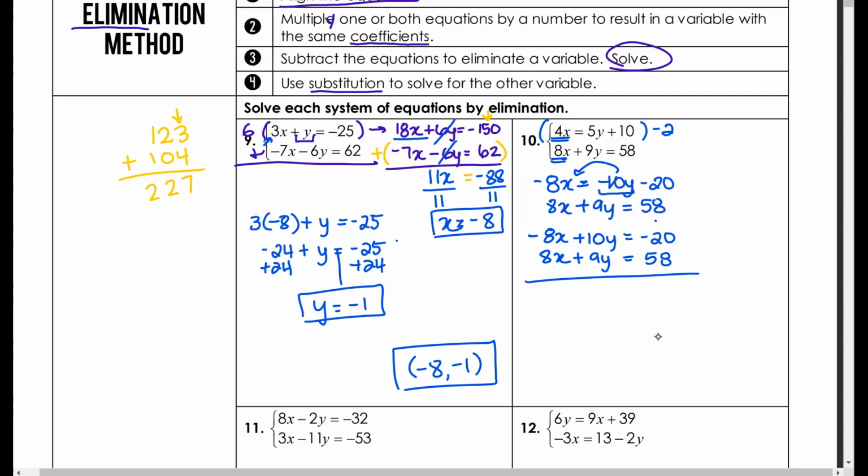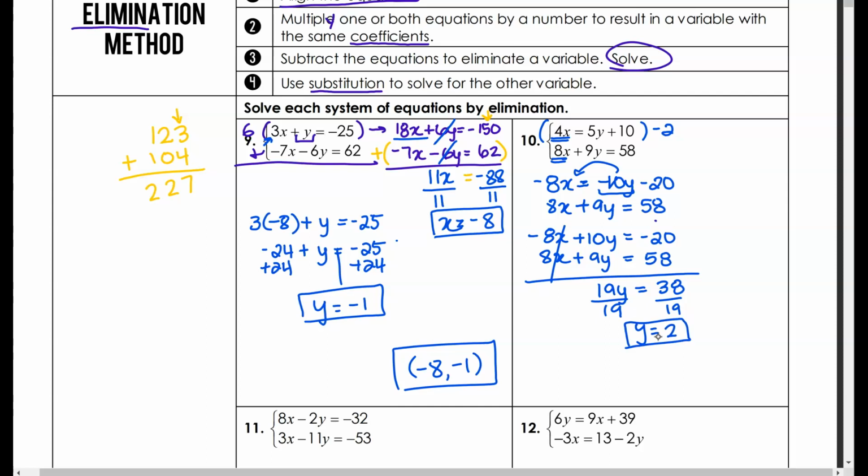So now let's combine these two items. Negative 8x plus 8x goes away. But now I have 10y plus 9y, which gives me 19y. And that's going to equal negative 20 plus 58, which gives me 38. I'm going to go ahead and divide both sides by 19. And I get y is equal to 2.